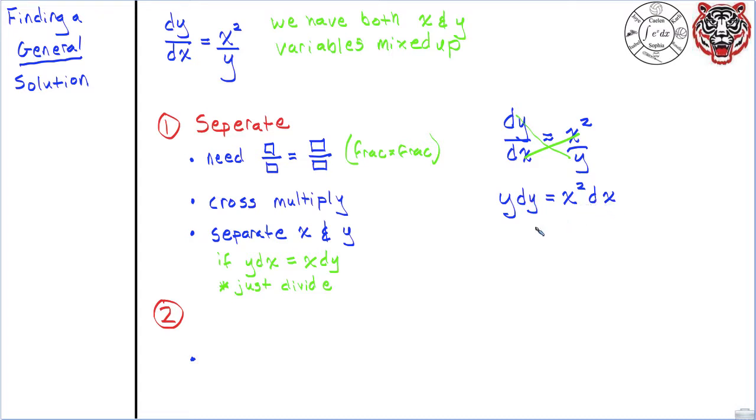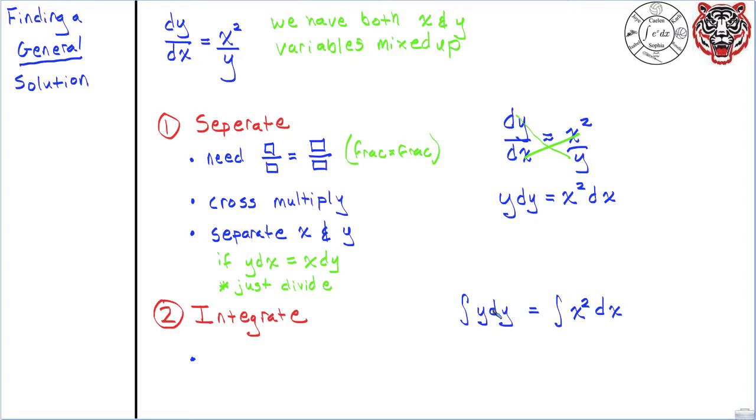All right, and finally we get to step 2. Step 2 is doing the actual solution, and that means I'm integrating. I'm taking the antiderivative. So this is integrate. When I integrate this, I'm going to do the integral of y dy is equal to the integral of x squared dx.